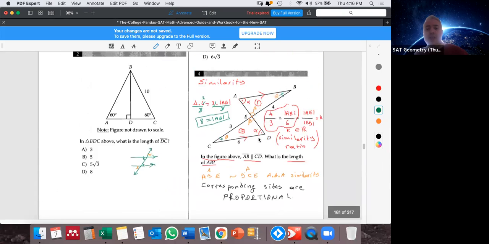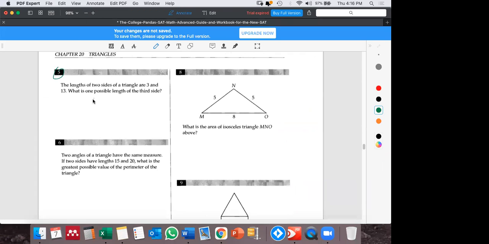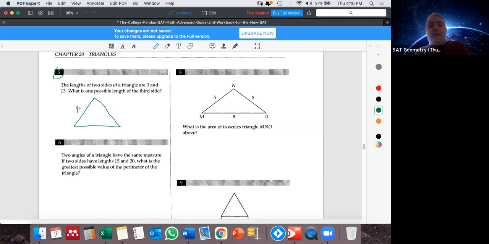Okay, let's go down quickly. The lengths of two sides of a triangle are 3 and 13. What is one possible length of the third one? Understand the question? So just draw a triangle. Draw it anywhere, it's not important where. And say the third side is X.